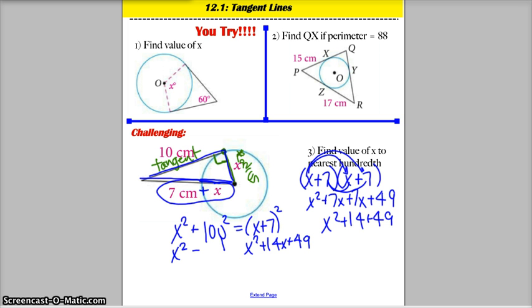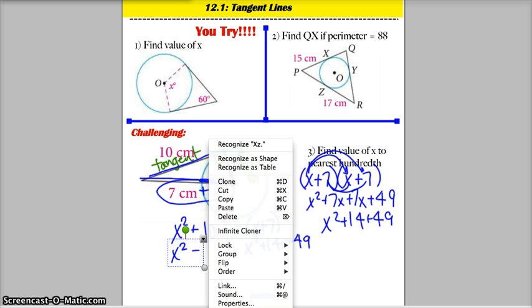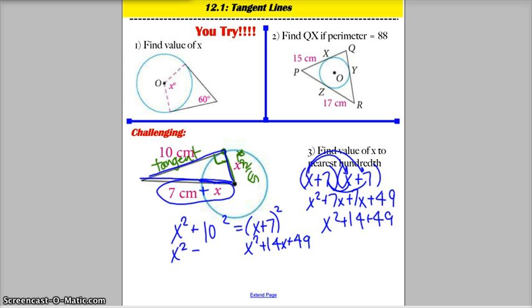Let me fix that mistake here real quick. That should be 10 squared, and 10 squared is 100. And it equals x squared plus 14x plus 49. I'm going to start by subtracting my x squareds. Luckily, they cancel. I'm going to next move over the 49. 100 minus 49 is 51, and it equals 14x.